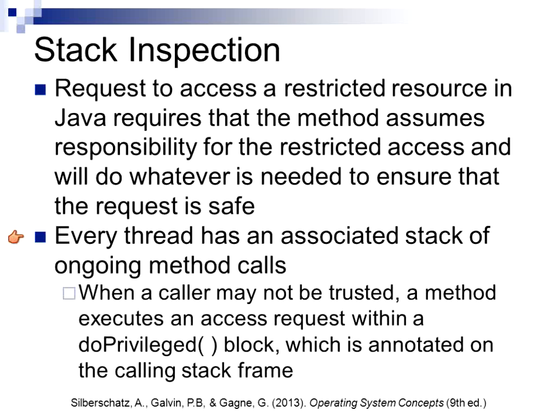Each thread has its stack of method calls, and when a caller may not be trusted, the method actually executes the request in a do privileged block. It's a special block in Java which annotates the stack frame for the calling method. In other words, it says, okay, I'm going to do something that's privileged. Let me do it in this privileged block, and if the system grants it access, it's going to note that this had privileged access in this do privileged block.